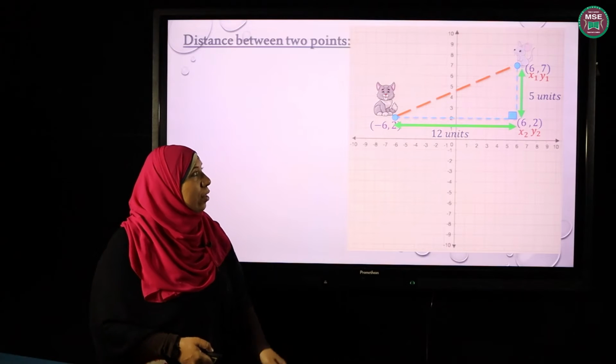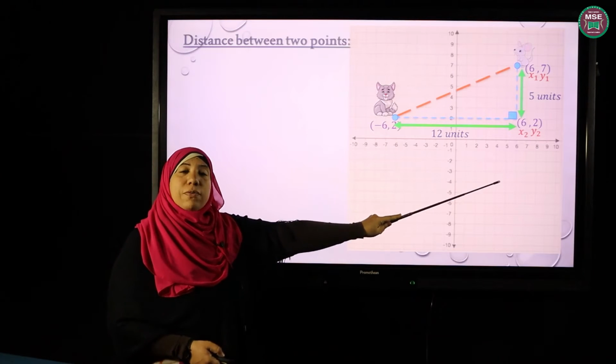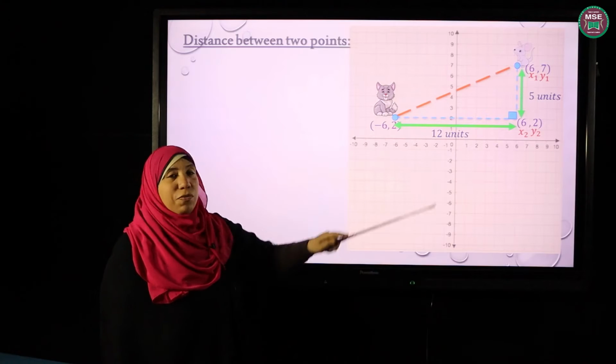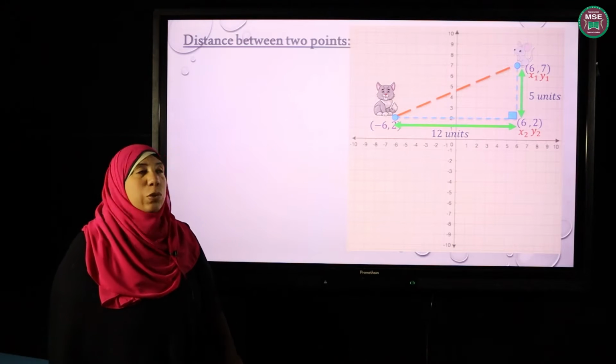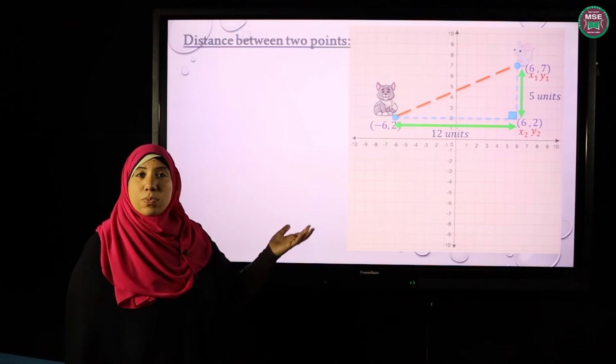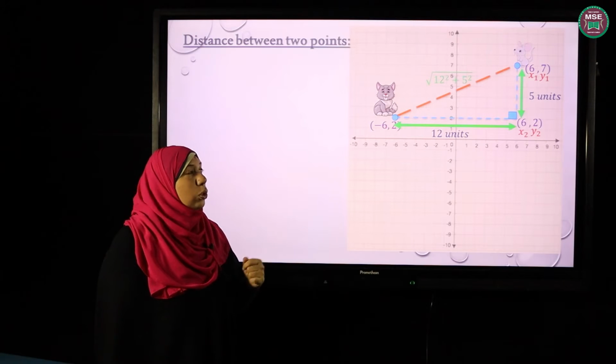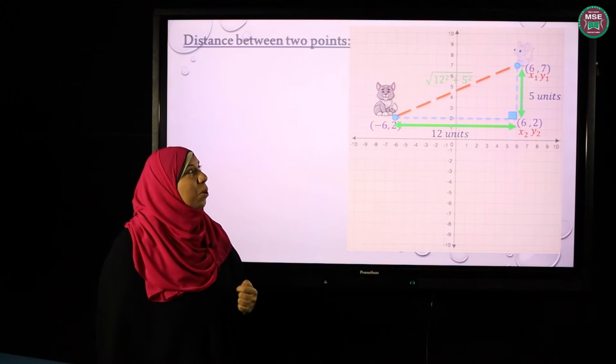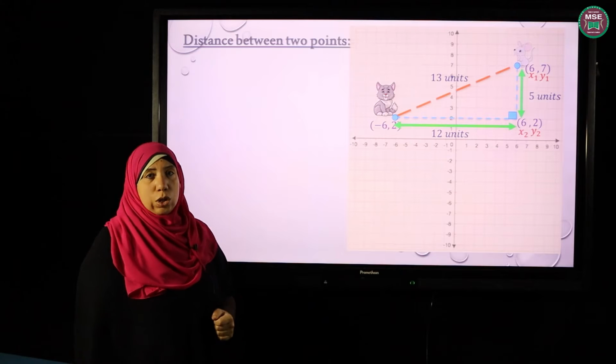Now I have the length of this line, the horizontal line, and the length of the vertical line. To find the distance between the mouse and the cat, I can use the Pythagorean theorem. Square root of 12 power 2 plus 5 power 2 equals 13 units.